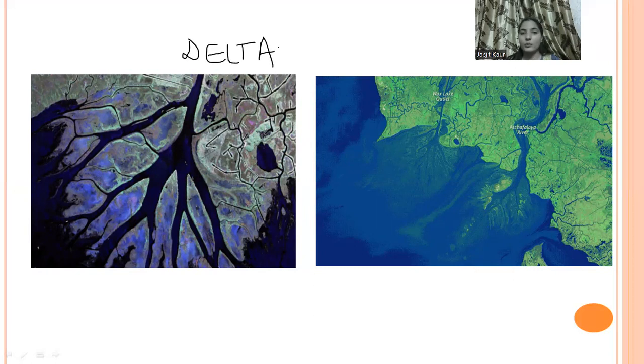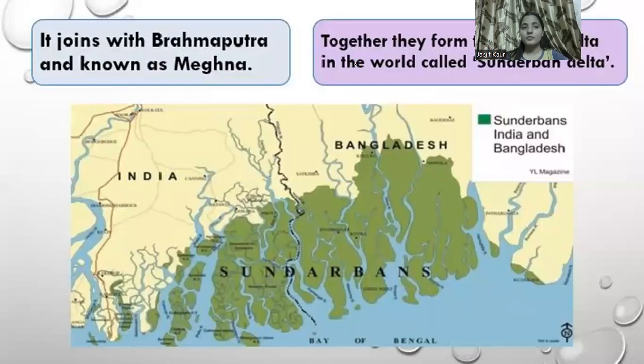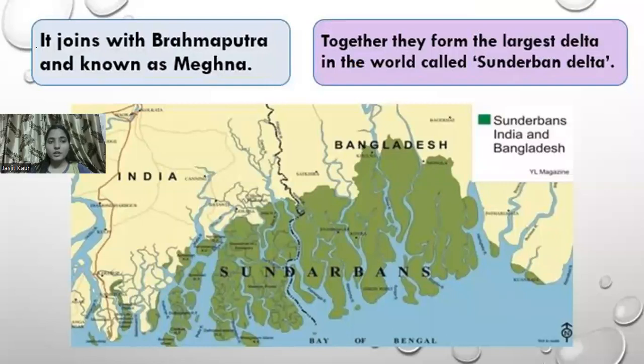Yes, it is formed with the help of Ganga and Brahmaputra. Very good. So when the Ganga river joins with the Brahmaputra, it is known as Meghna. So you have to remember this: the Ganga river will be known as Meghna when it joins with the Brahmaputra.